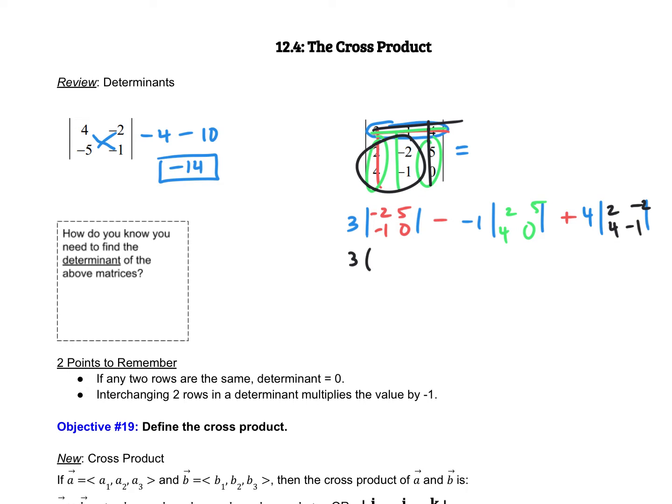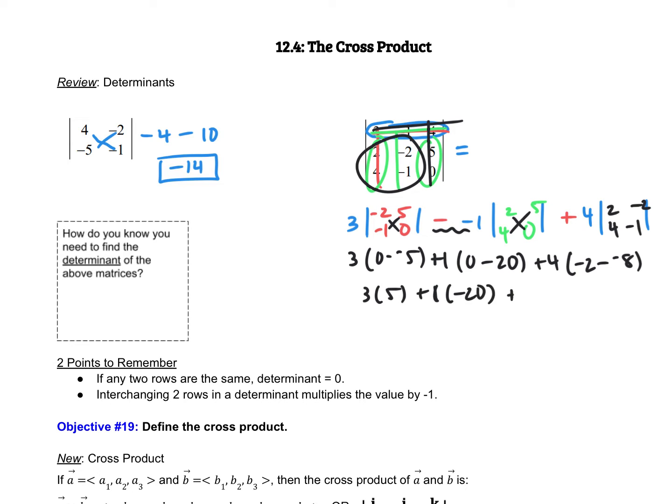So I have 3, and then diagonal, diagonal, so 0 subtract -5. This gives us a +5, and again we get 0 subtract 20, and then we get 4 times -2 subtract -8. So this is 3 times 5, add 1 times -20, add 4 multiplied by 6. So 15, subtract 20, add 24, which gives us a value of 19.